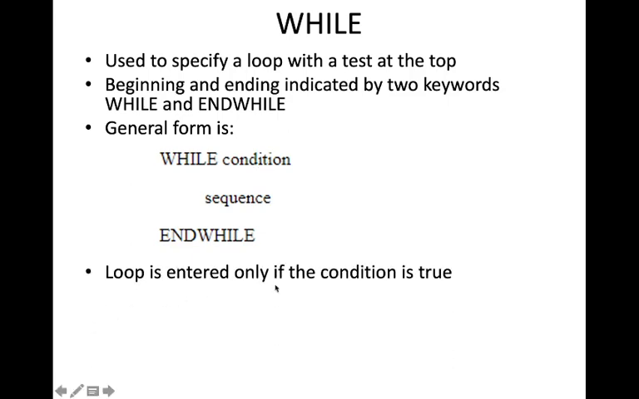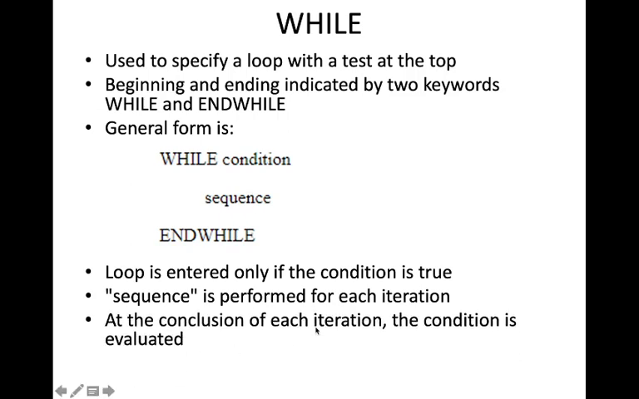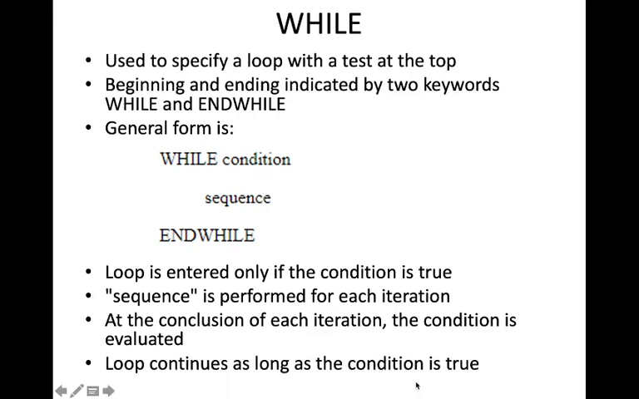The loop is entered only if the condition is true. Then the sequence is performed for each iteration. Whenever the condition is true, all the sequence, which can be a single statement or a set of statements, will be performed. At the conclusion of each iteration, the condition is evaluated. So if there are 5 statements, after those 5 statements are executed, again the condition will be checked. If it is true, again those 5 statements will be executed. Like that, it will go on repeating. The loop continues as long as the condition is true.